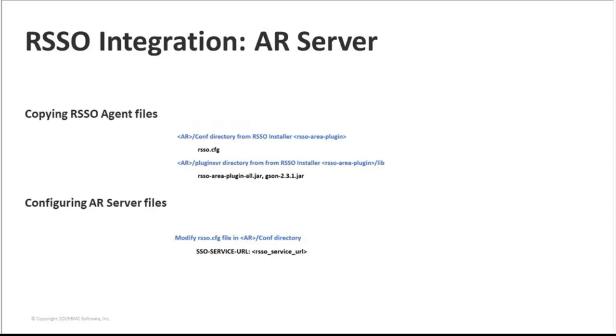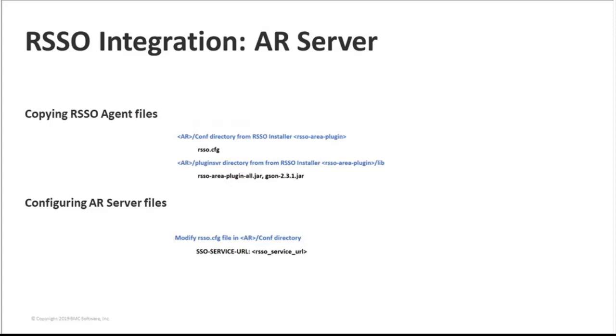Okay, so that was about the RSSO integration with Midtier. We saw the RSSO agent properties, config.properties, web.xml, and copying of the RSSO agent jar files. So that's about the Midtier integration. Now we're going to do RSSO integration with AR server. Same thing: you have the plugin jar files that you need to copy from the RSSO installer to the AR server in the plugin server folder, and you also have to copy the RSSO.cfg file in the AR server conf directory.